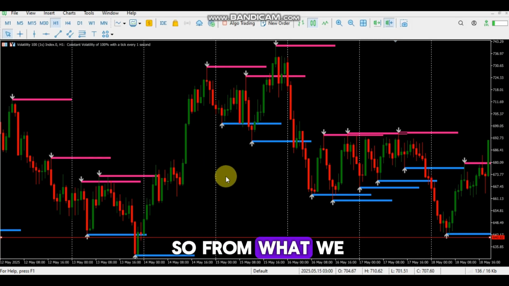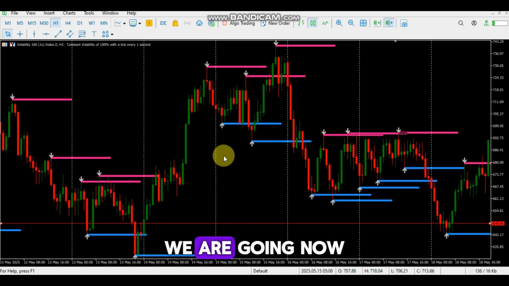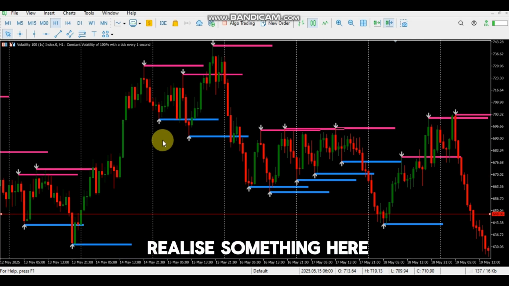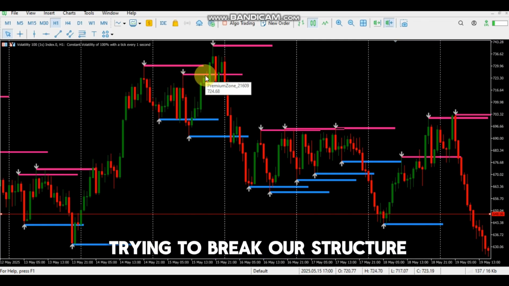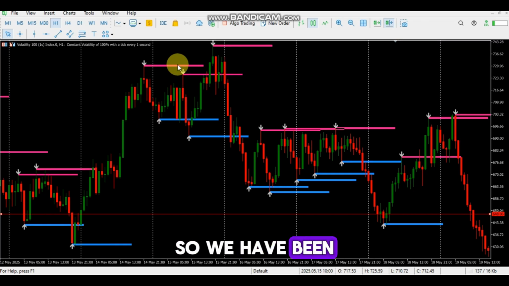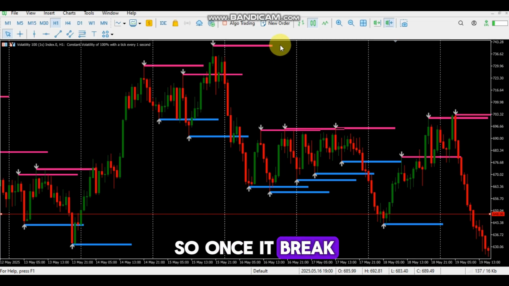So from what we are doing now, can you see the market has been trying to break our structure? We have been trying to break this SPD. So here it breaks our SPD, and once it breaks our SPD, it comes back to here.